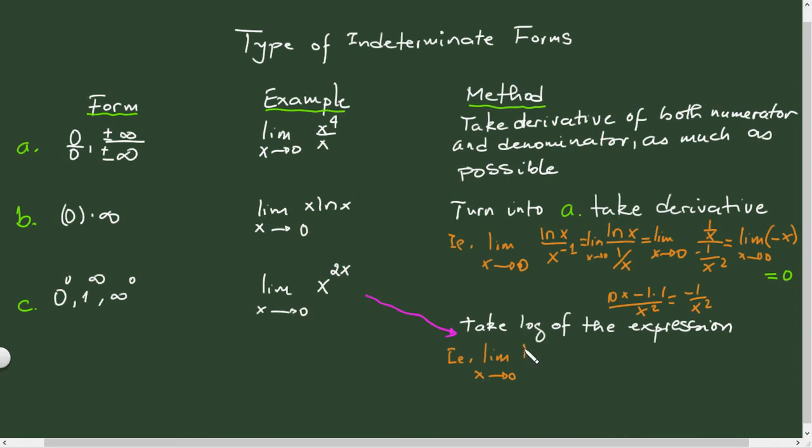So it's going to be the log of x to the power of 2x. Remember, when you take the log here, this power is going to go out front. So that's now the limit when x tends to 0 of 2x log of x, and this is the same form we had before. So what you can do here is do what we did before.